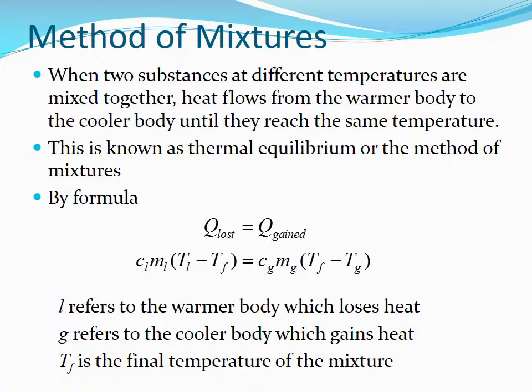When two substances at different temperatures are mixed together, heat flows from the warmer body to the cooler body until they reach the same temperature. This is known as thermal equilibrium, or the method of mixtures. By formula, the amount of heat lost by the warm object must equal the amount of heat gained by the cold object. In the equation, L refers to the warmer body that loses heat, and G refers to the cold body that gains heat. T sub F is the final equilibrium temperature of the mixture.